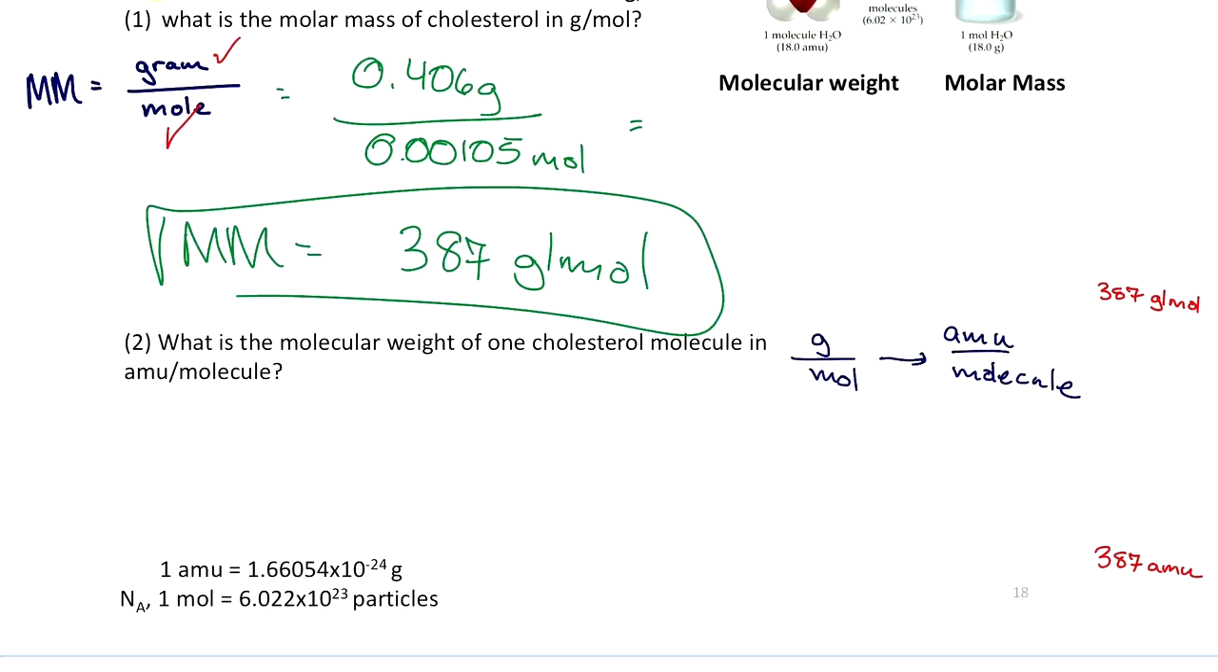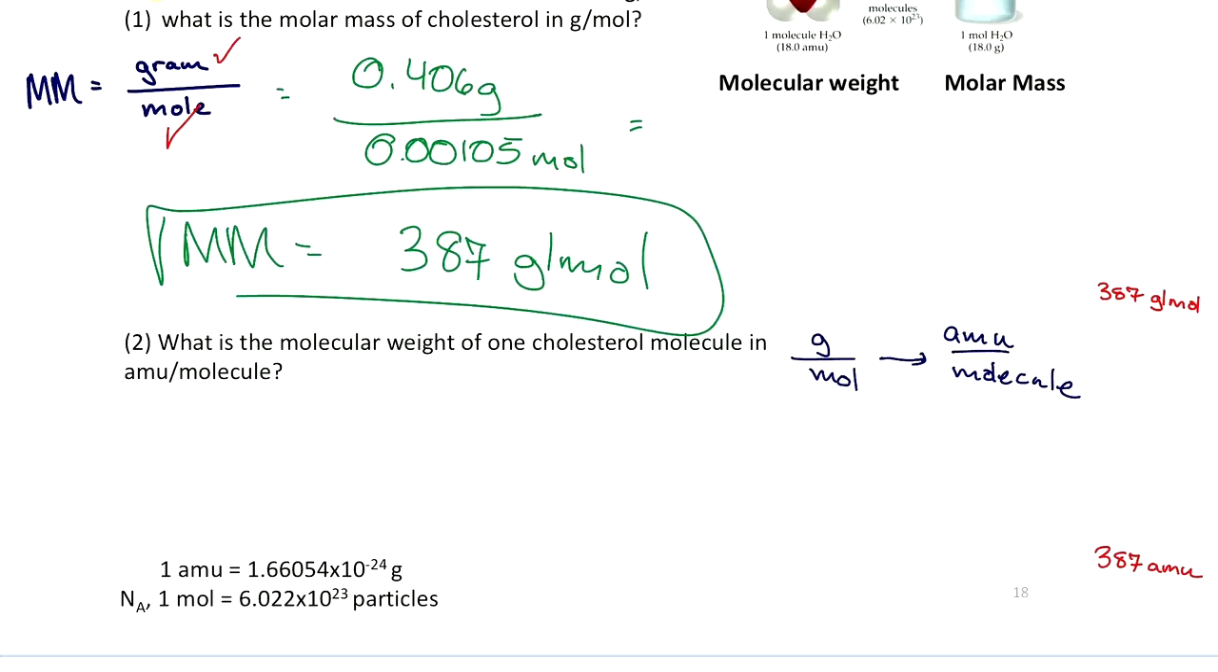Given the constants that I gave you up there, could you convert grams to AMU? Yes, because I give you the conversion factor. Can you convert moles to molecules? Yes, with the conversion I give you. So I can convert the top and the bottom, but what's the trick with dimensional analysis? You can convert the top and the bottom, but you just have to do them one at a time.